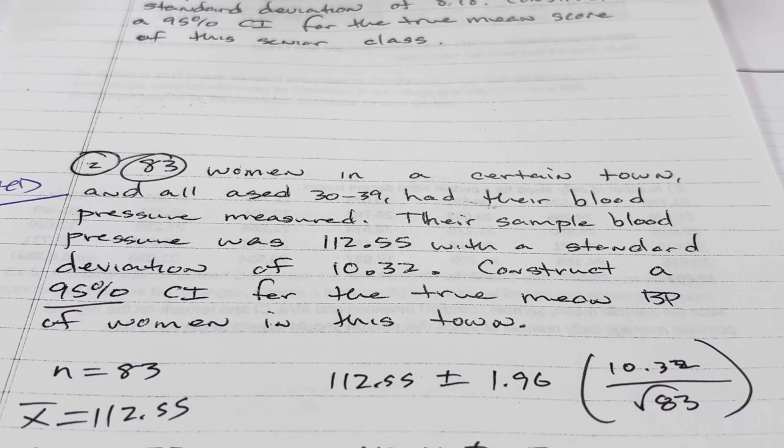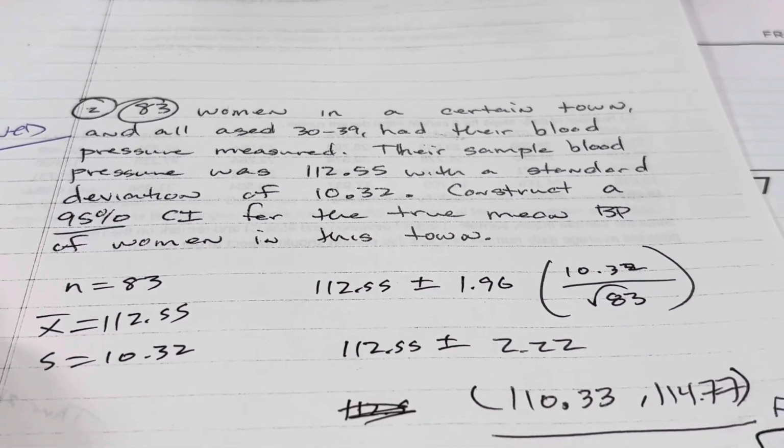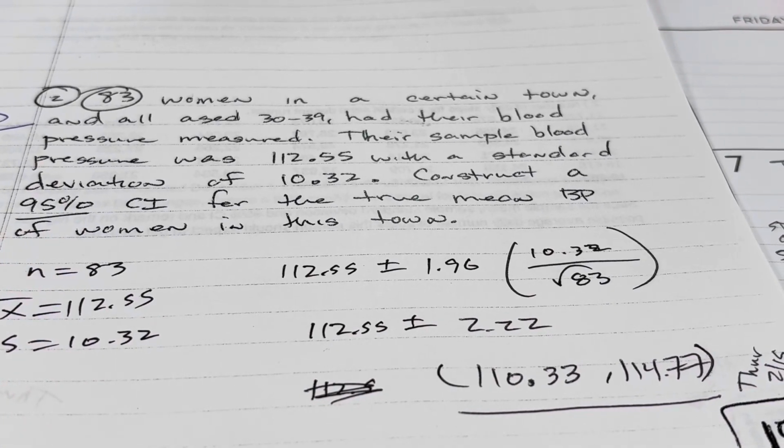83, that's the sample size. Women in a certain town, all aged 30 to 39, had their blood pressure measured. Their sample blood pressure was 112.55 with a standard deviation. Construct a 95% confidence interval for the true mean of women in this town. All right. 112.55 plus or minus 1.96. That's all we're doing. Let's find the confidence interval. 10.32 divided by the square root of 83.